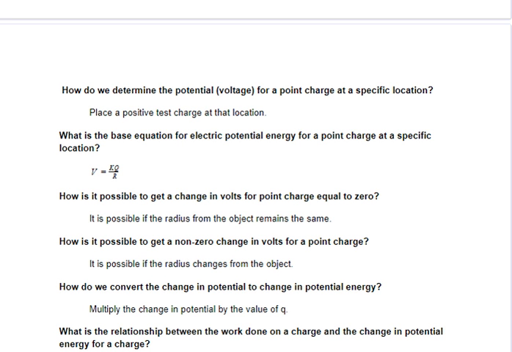How do we convert the change in potential to change in potential energy? We always take the volts and multiply it by Q. So electric potential energy is voltage times Q. That's what we always do to convert. Now remember, potential and voltage means joule per coulomb. So if you multiply that by charge, which is coulombs, you'll be left with joules.